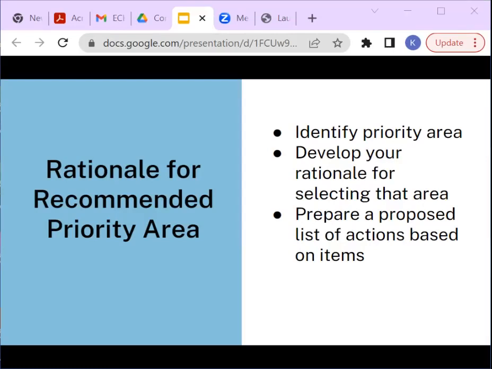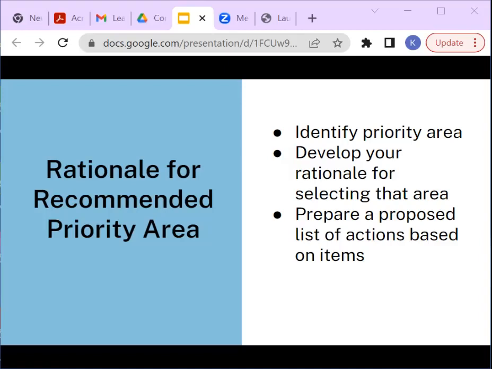And then you're going to develop what I think of as the why. Why have I selected that area as a priority area? It's the rationale for why you think that the teacher should address that area first rather than another. You can't address all concerns at the same time. So what's the rationale for this one over a different one?